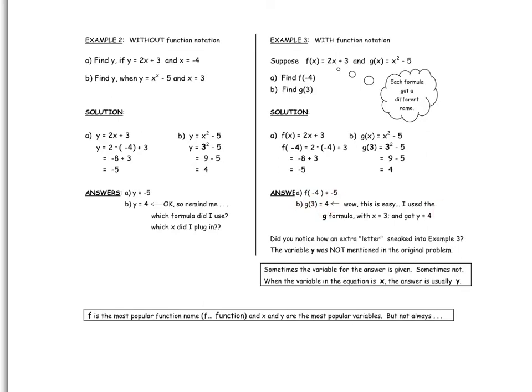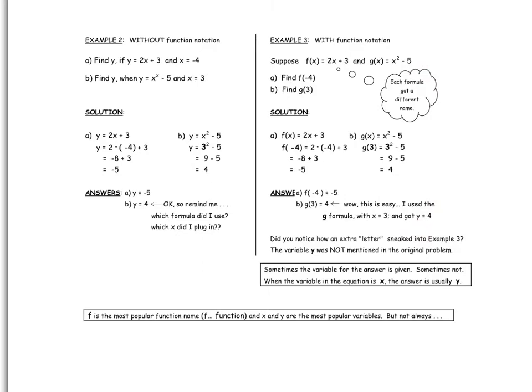Wow, that's easy? Of course it's easy, because I showed you that I used the g formula, and I showed you that I used x equals 3 by placing the 3 in the parentheses with the g, and I got y equals 4. Did you notice the extra letter I sneaked into example 3? The variable was not mentioned in the original problem. In the original problem, I just said g of x equals x squared minus 5, and then all of a sudden I wrote y equals 4 at the end.